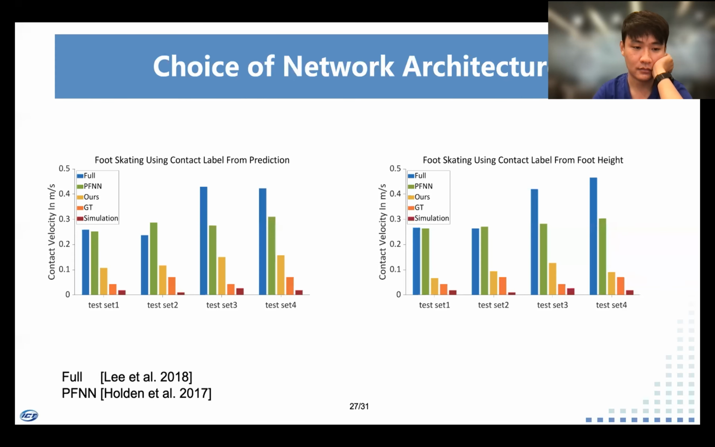In this experiment, we considered both the contact label predicted by the network and the contact computed based on the height of the foot. The results show that our pose predictor generates motions with more stable foot contacts than the baselines, indicating that our decoupled network architecture is more robust to unseen upper-body input.